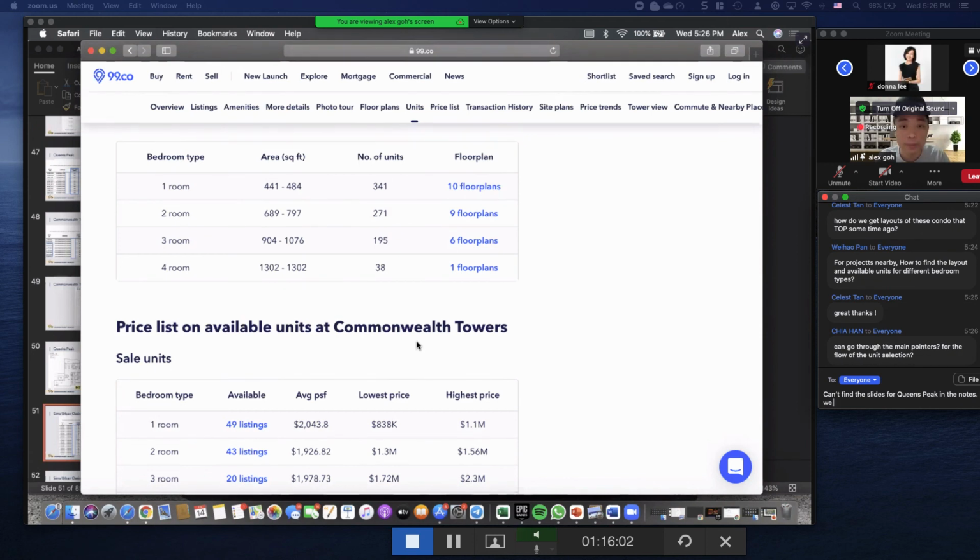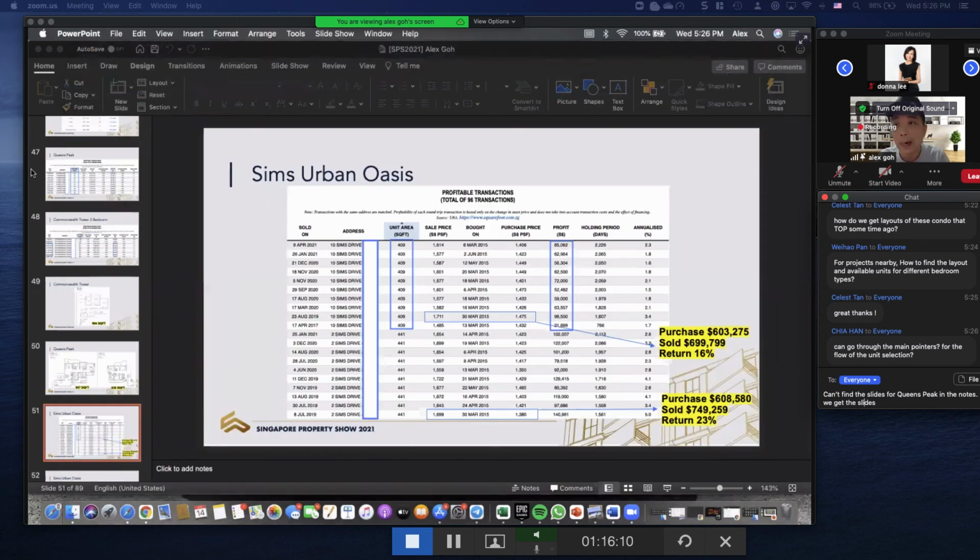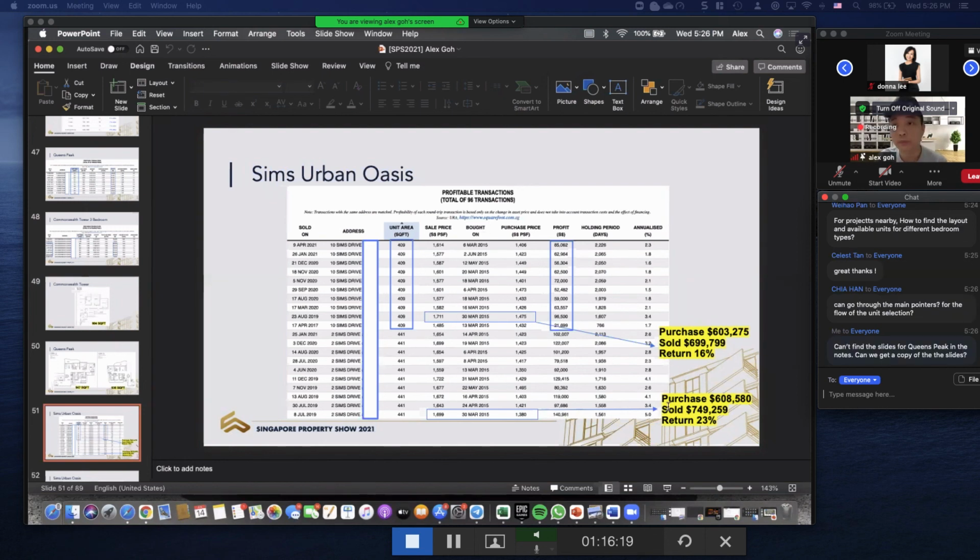Can go through the main pointers for flow of unit selection. Cha, you want to come online? You want to open your mic? Yeah, it's not in the notes yet.